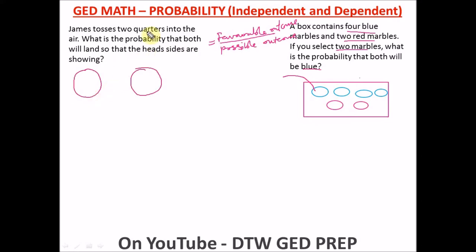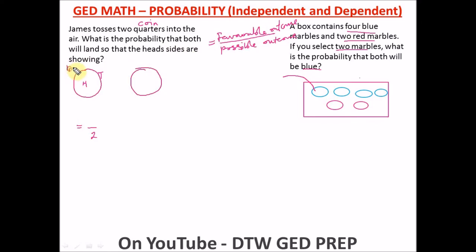You know, a quarter is just a coin. And a coin, you can either have a head on one side, or the other side will have a tail. So the possible outcome of any coin is either a head or a tail. So the total possible outcome of a coin is always equal to what? That's our possible outcome: 2. And we're looking for the probability that both will land so that the head sides are showing.